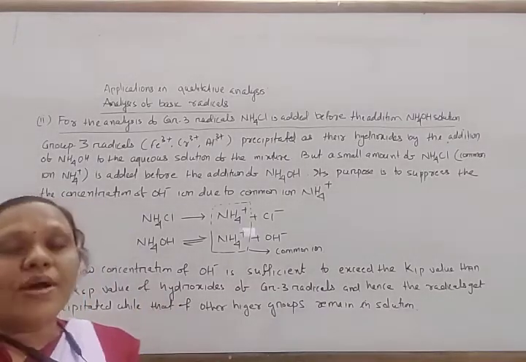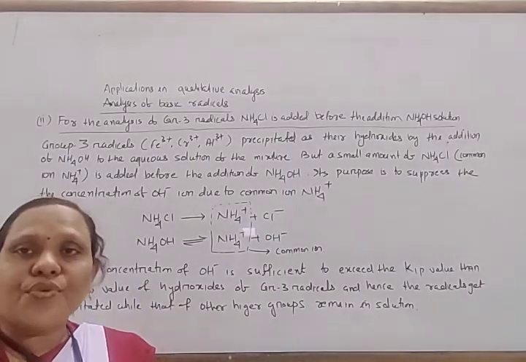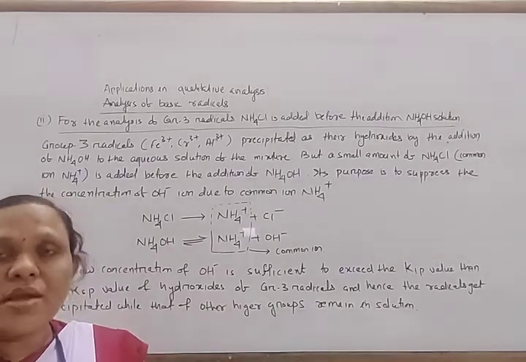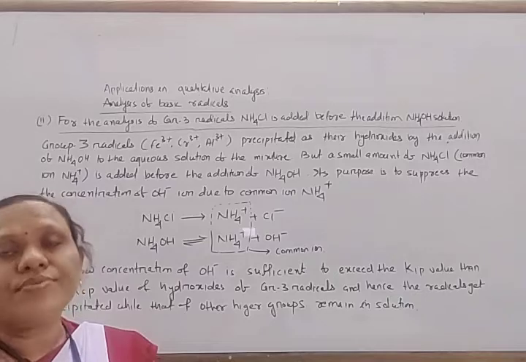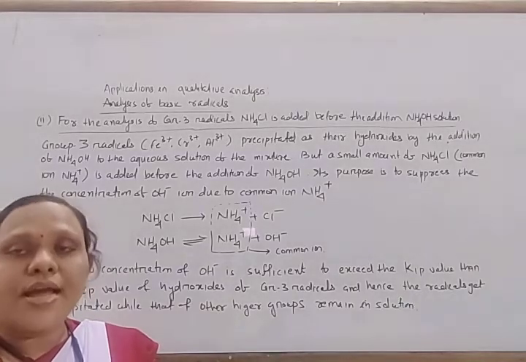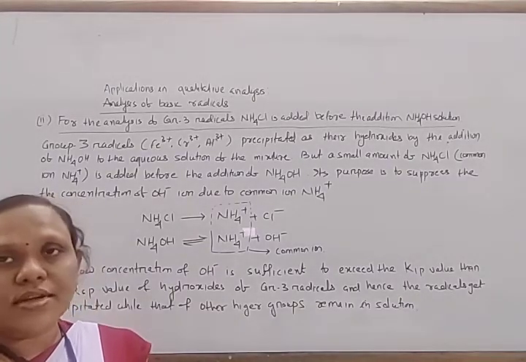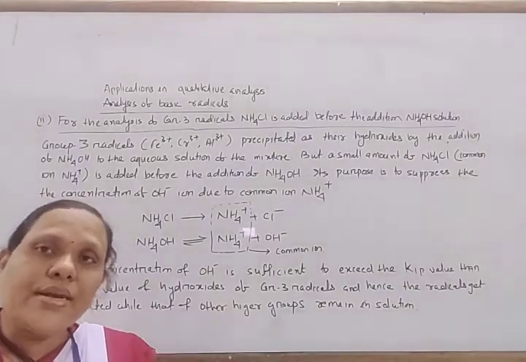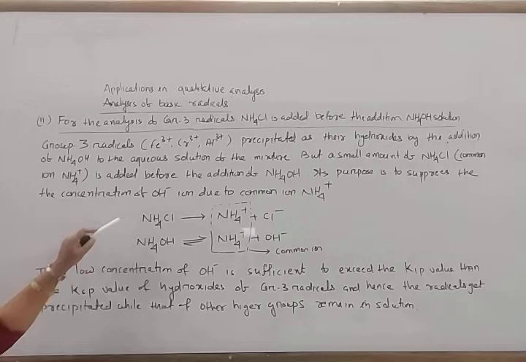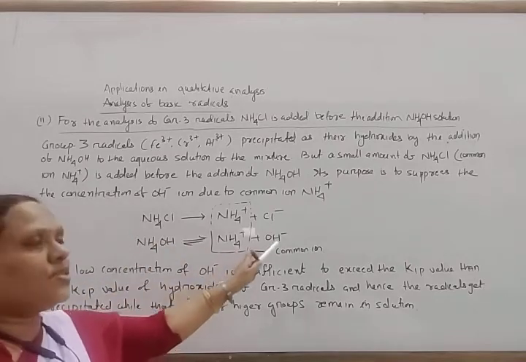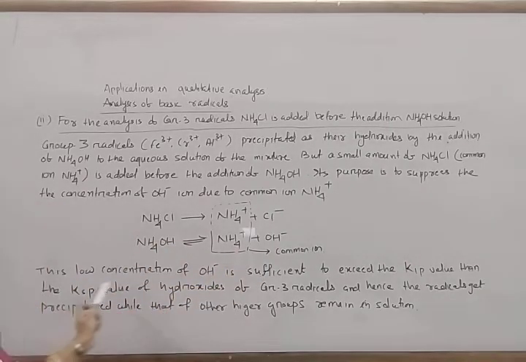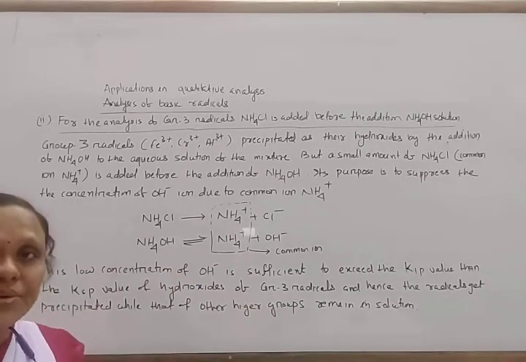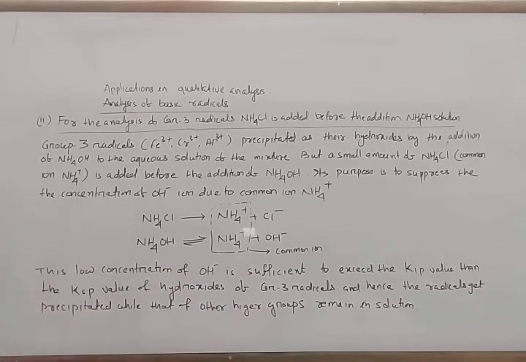The hydroxides of group 4, 5 and 6 do not get precipitated because their hydroxides have higher Ksp value, while the hydroxides of group 3 radicals have lower Ksp value. So due to the common ion effect, the concentration of OH minus decreases. This is sufficient for the ionic product to exceed the Ksp value.